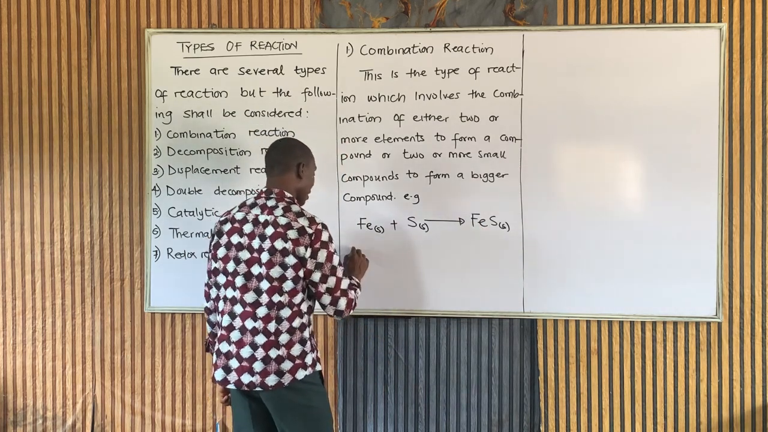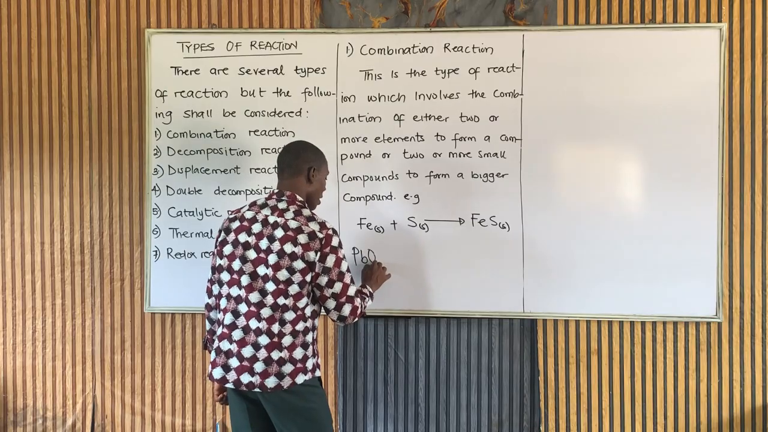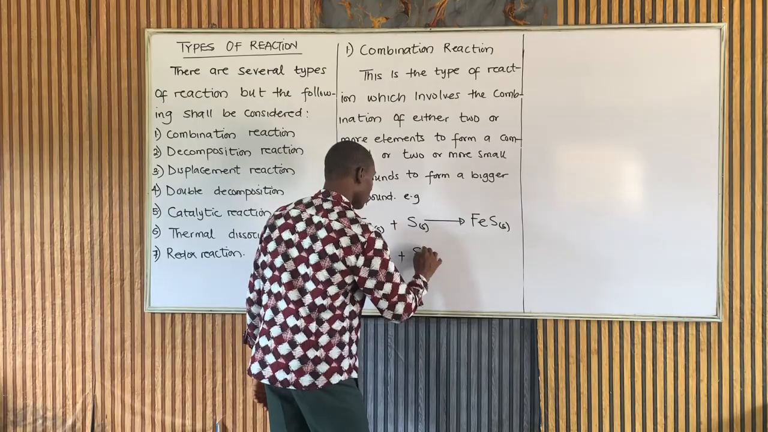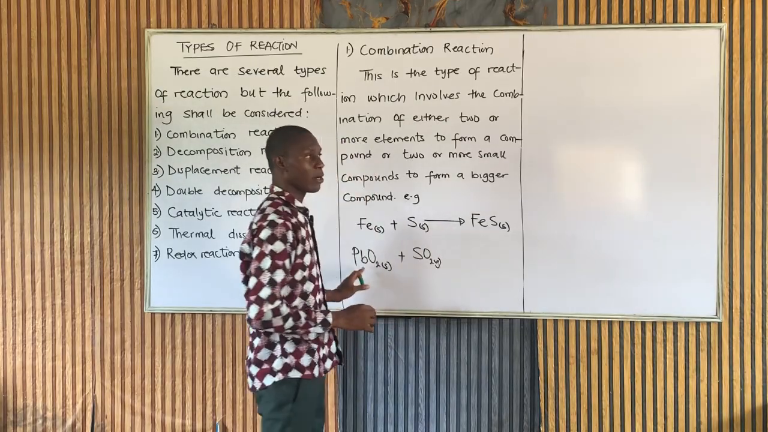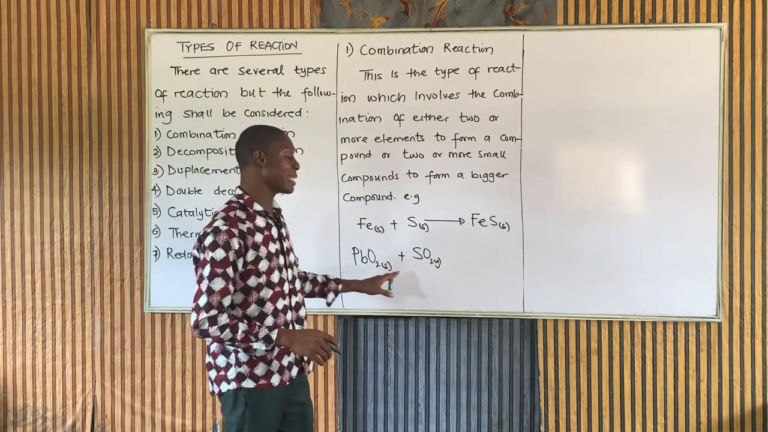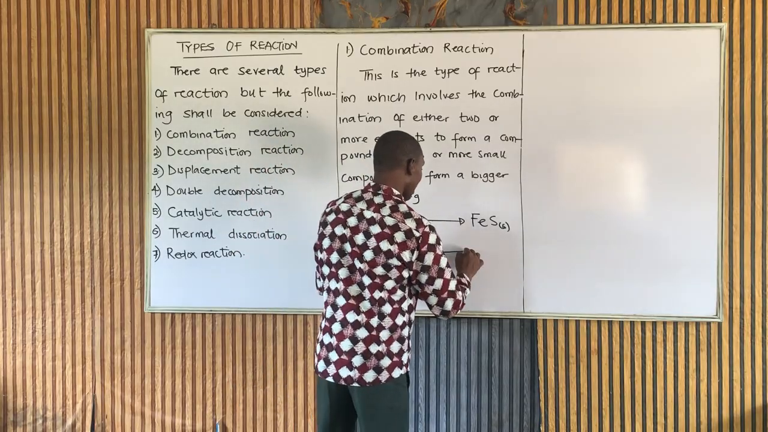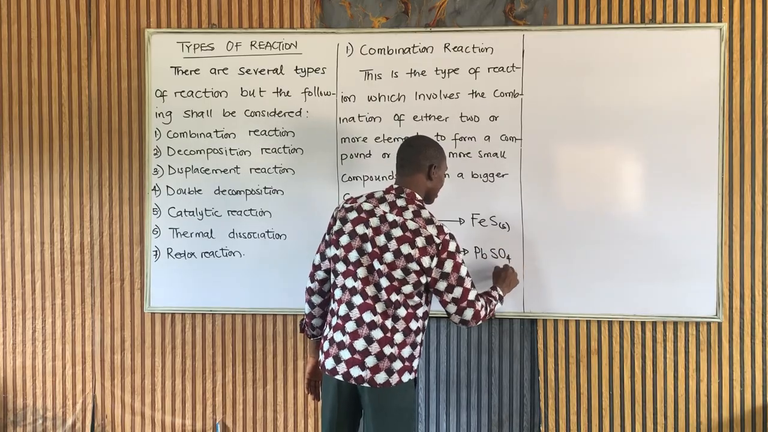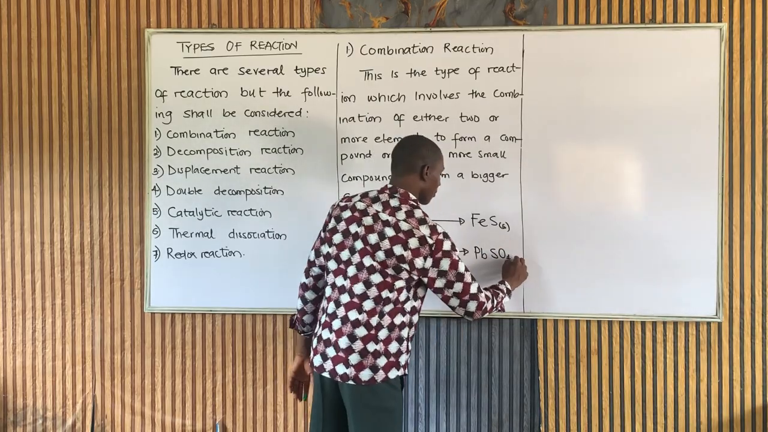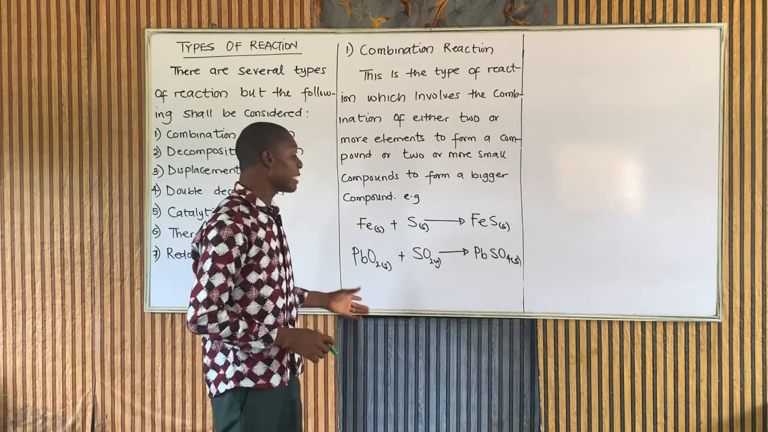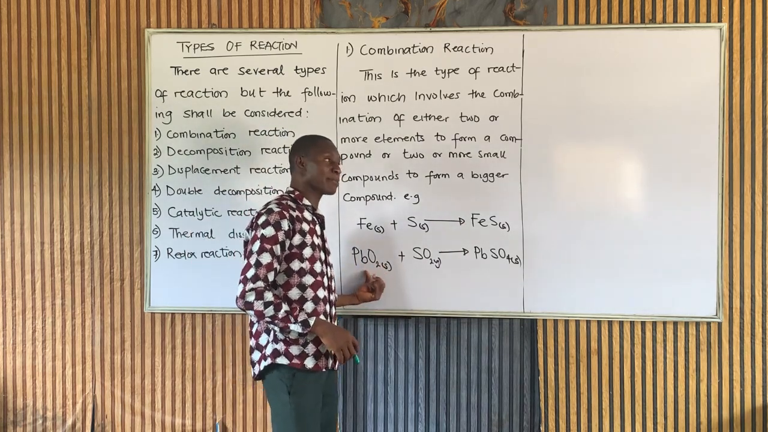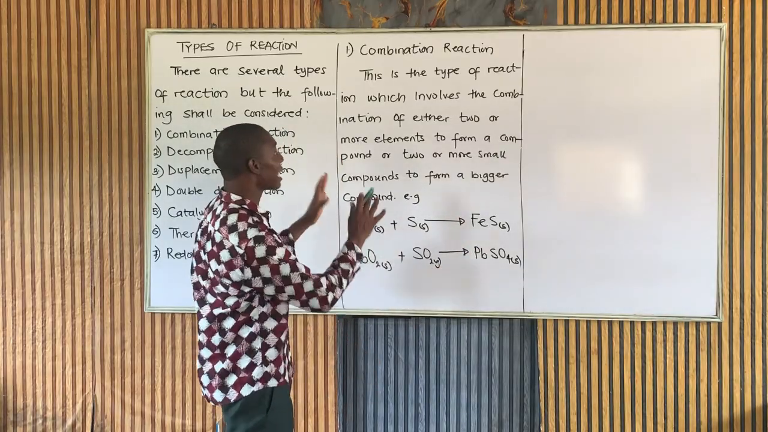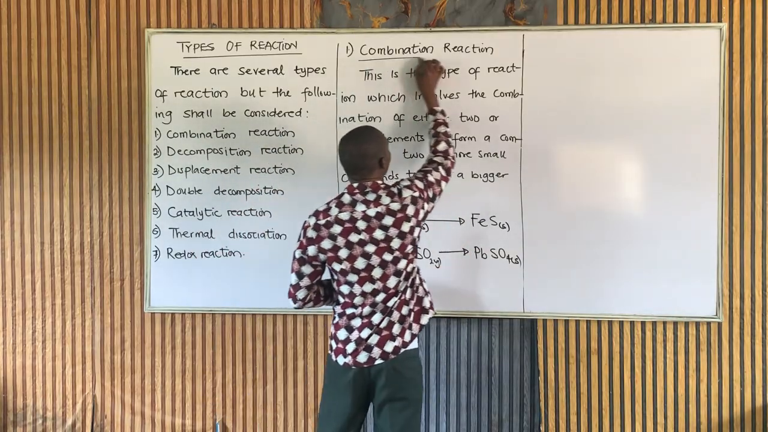We have another case where it is not an element now, but a compound combining with another compound, such as SO2. You see, this is lead 4 oxide, and this is sulfur 4 oxide, combined together to form lead 2 tetraoxosulfate 6. And so now this is a combination reaction, but this is no longer an element but a compound combined together to form a bigger compound. So that's that about combination reaction.